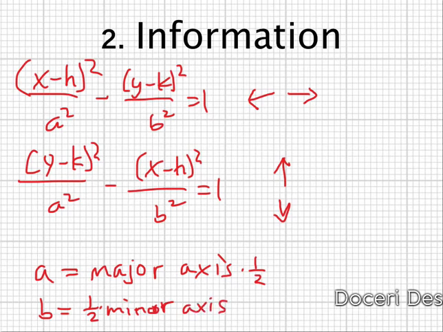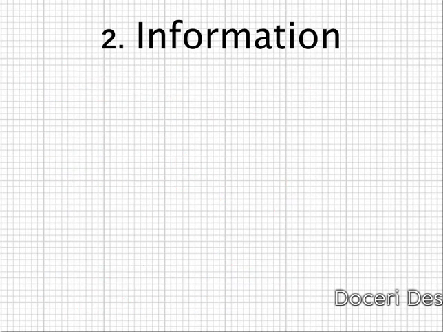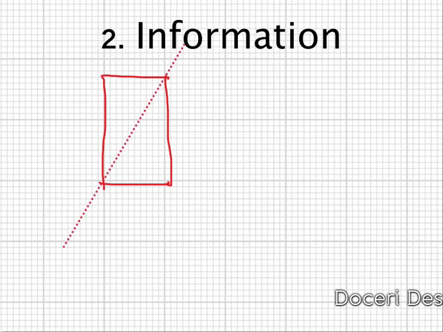So nothing is different from a hyperbola to an ellipse in terms of the major and minor axis. Okay, so that's that. The next part of information that you need to know is when we drew our box, we draw our box from our A and our B values. So if we have our box like this, remember we drew our diagonals through the corners of the box. These diagonals have a special name.